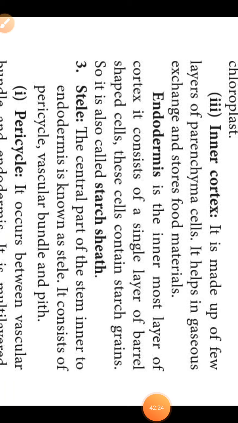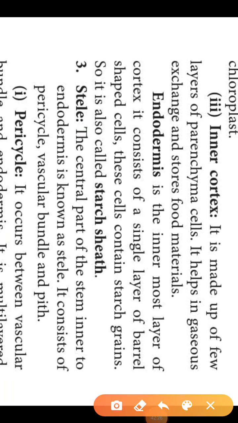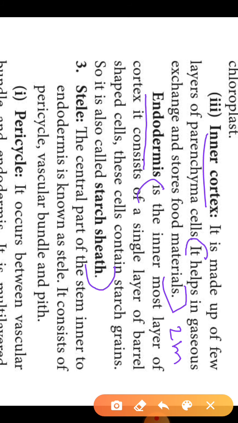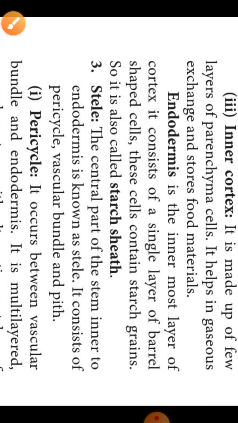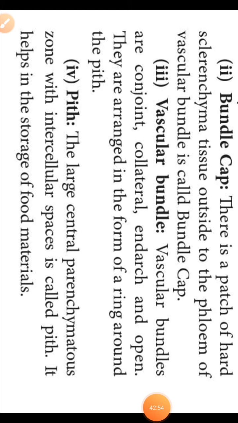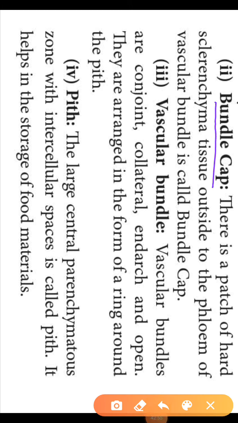Next 2-mark question. Name the 2 functions of inner cortex. It helps in gaseous exchange and stores food materials. Next question: define endodermis. This is the innermost layer up to starch sheath. What is bundle cap? It is a patch of hard tissue up to bundle cap.